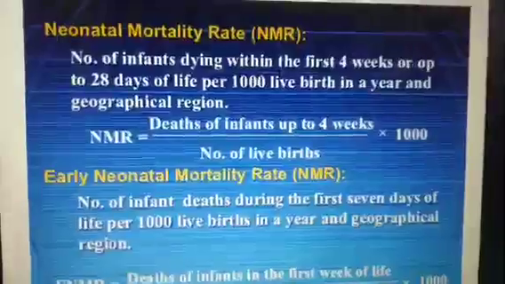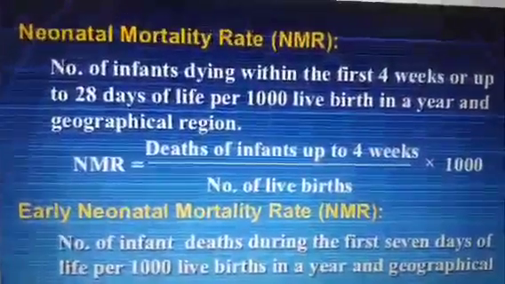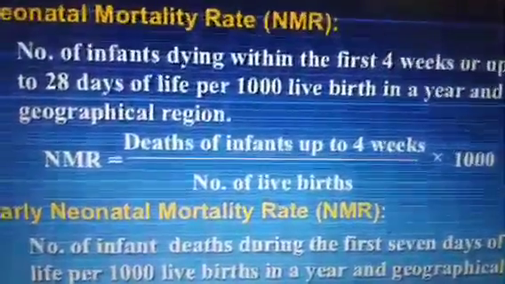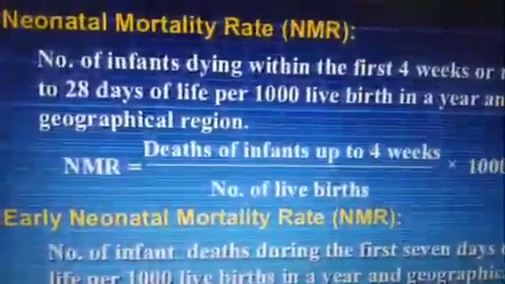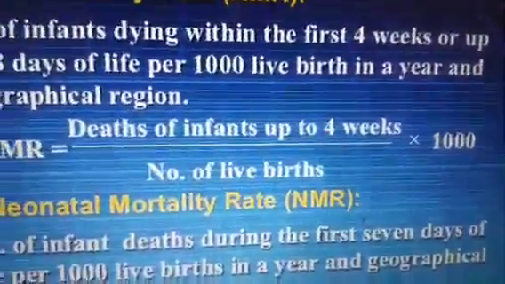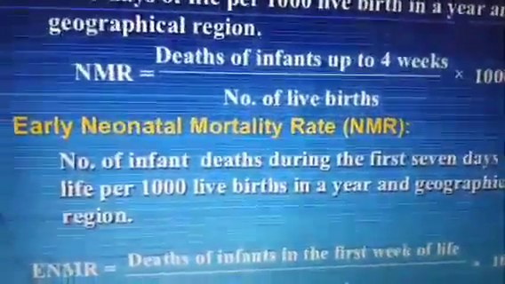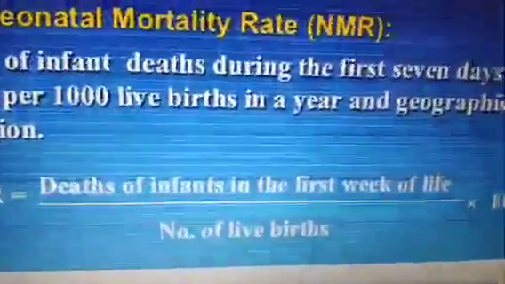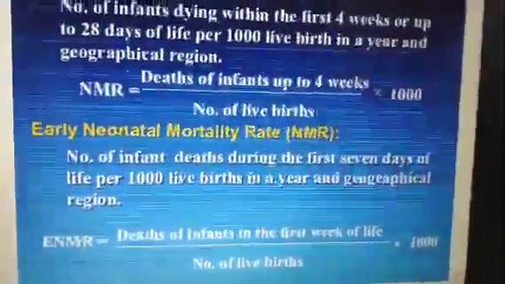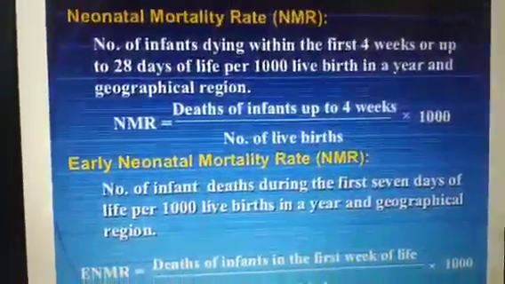Okay, and then comes in two parts. Before talking about the infant mortality rate, there are two parts, that is neonatal mortality rate, NMR, and early neonatal mortality rate, ENMR. The number of infants dying within the first 4 weeks, or up to 28 days, is called the neonatal mortality rate. The formula is deaths of infants up to 4 weeks divided by number of live births, into 1000. Same formula but specific period. And early neonatal means number of infant deaths during the first 7 days only, per 1000. So ENMR means deaths of infants in the first week of life divided by number of live births, into 1000. These are two types of measurement which we generally use to calculate in developing countries like India, and then we suggest a better health care system in the particular country.